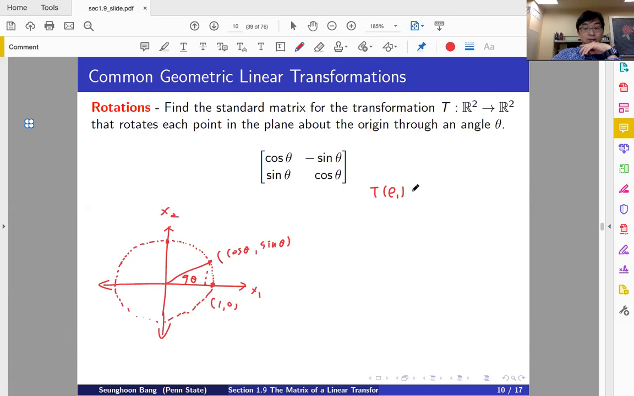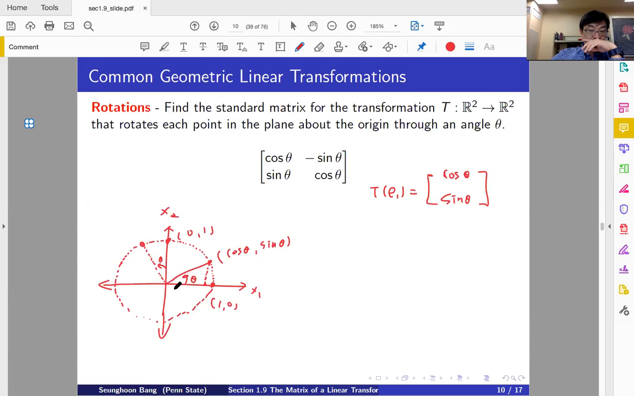T(e1) equals cosine theta, sine theta. This is T(e1). Next, this point is (0, 1). Same, rotate the same angle theta. So what is the point? Let me see.